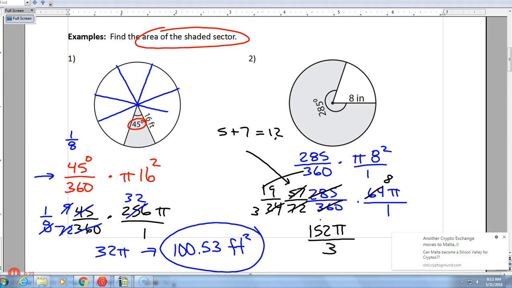Now, I'm going to try to punch that in and tell me if that's the decimal you guys got. So 152 pi divided by 3. Did you guys get 159.17? Beautiful. 159.17. And again, it will be inches squared.